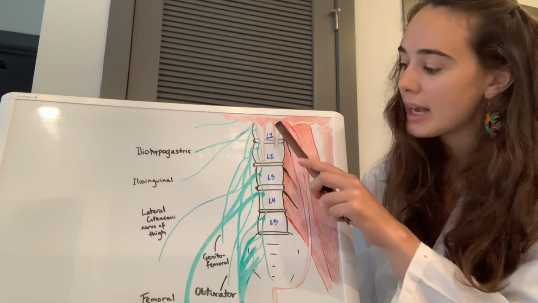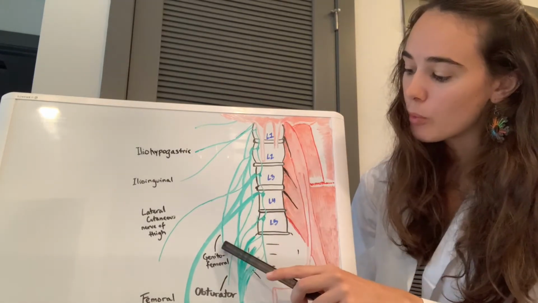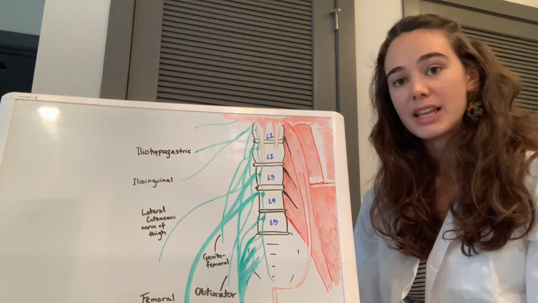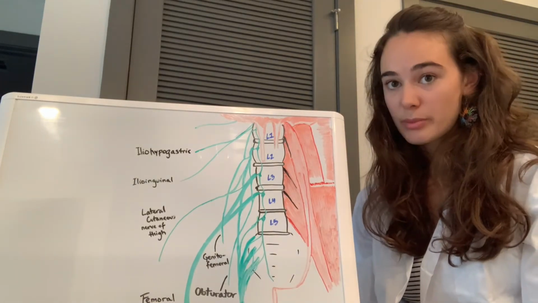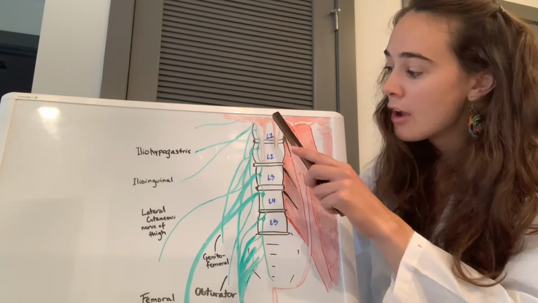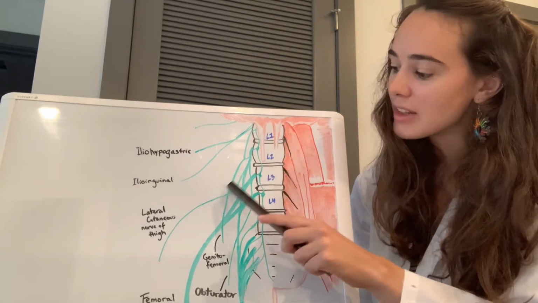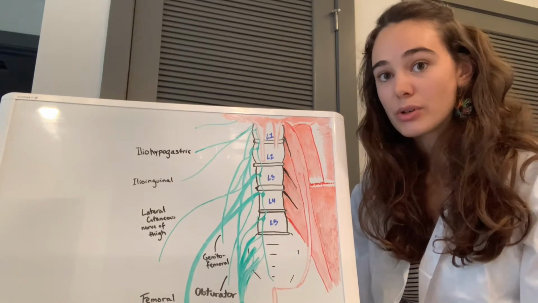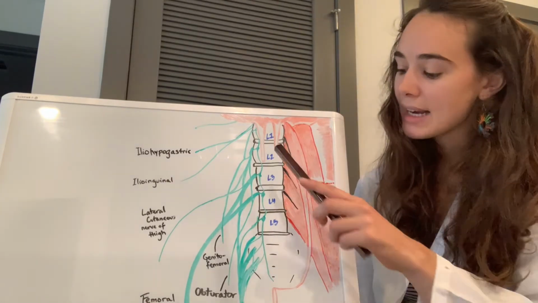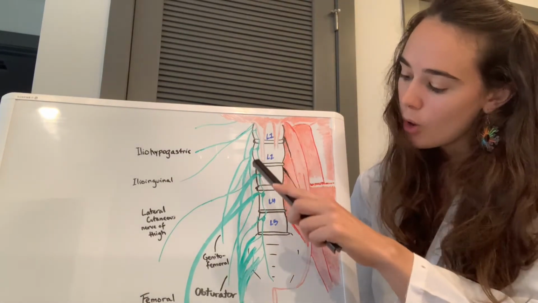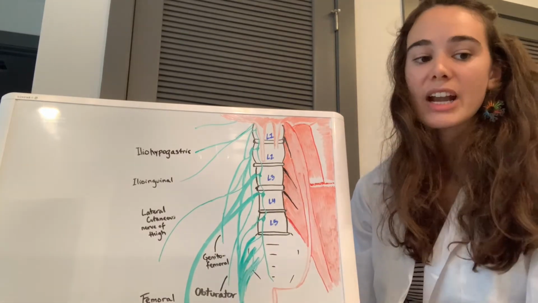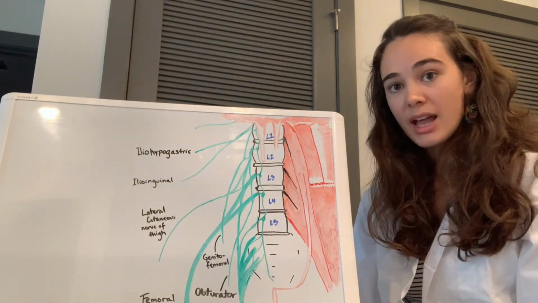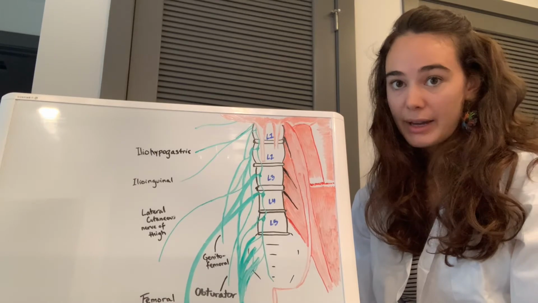Next, from L1 and L2, we have the genitofemoral nerve, which innervates skin of the inguinal region as well as the cremaster muscle. Following that, from L2 and L3, we have the lateral cutaneous nerve of the thigh, which innervates skin of the anterolateral thigh. Next, from L2 through L4, we have the obturator nerve, which innervates 4 adductor muscles of the thigh, as well as skin of the medial thigh.